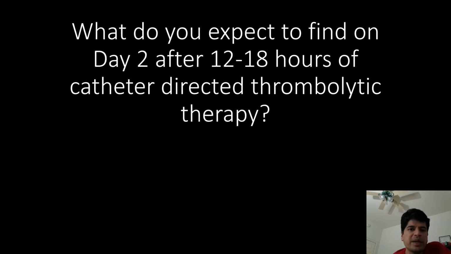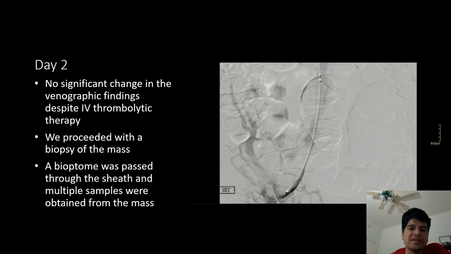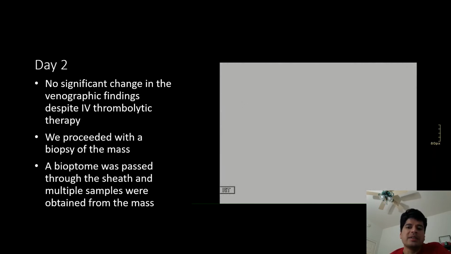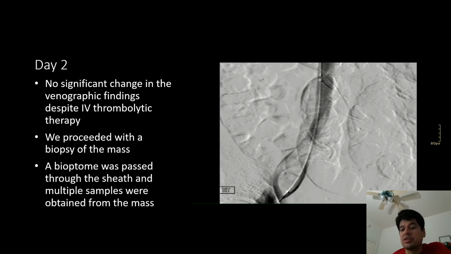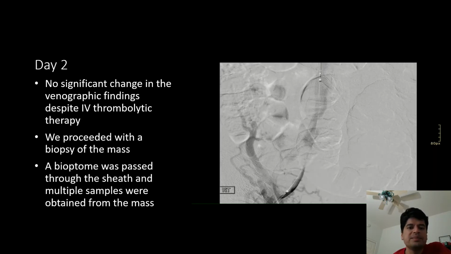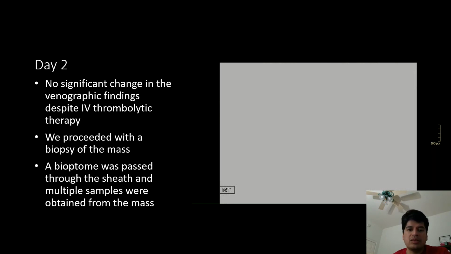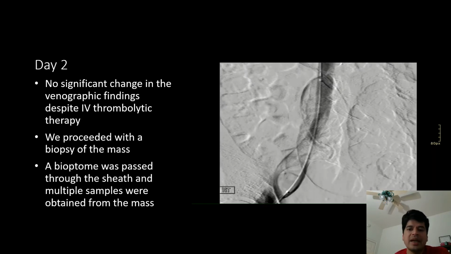So what did you expect to find on day 2 after 12 to 24 hours of thrombolytic therapy? Nothing different from what we left her on day 1. So as you can see, there is still this intraluminal filling defect, which did not resolve at almost 14 hours of thrombolytic therapy. At this point, we were concerned that this is possibly some mass, so we went on to actually put a bioptome through the sheath and get some tissue out.